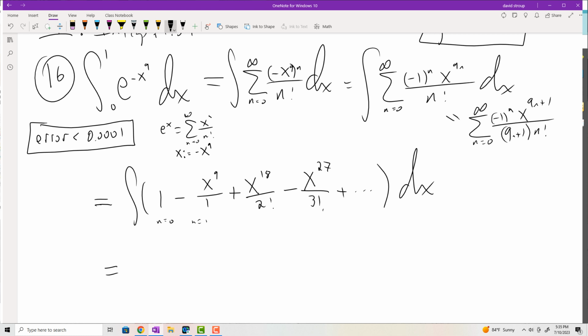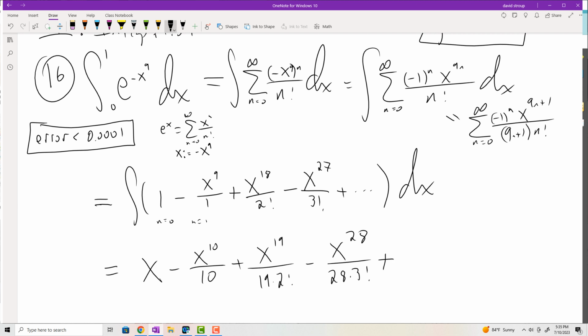Anyways, integrating the terms, you're going to get x minus x to the 10th all over 10 plus x to the 19th all over 19 times 2 factorial minus x to the 28th all over 28 times 3 factorial. Let's just do a couple extra terms. x to the 37th all over 37 times 4 factorial minus x to the 46th all over 46 times 5 factorial plus dot dot dot. We need to evaluate from 0 to 1.